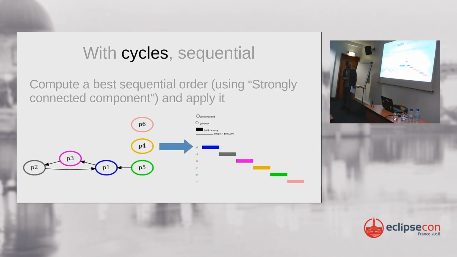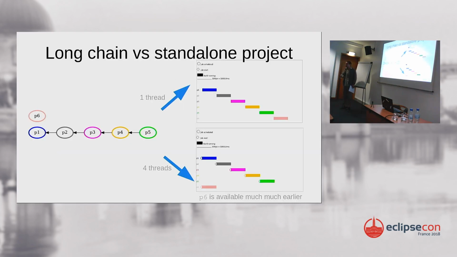So that's an interesting case of why enabling parallel builds can be helpful, even if you have a ton of projects that won't build in parallel because they are dependencies. You can have some small independent projects that will be built earlier.